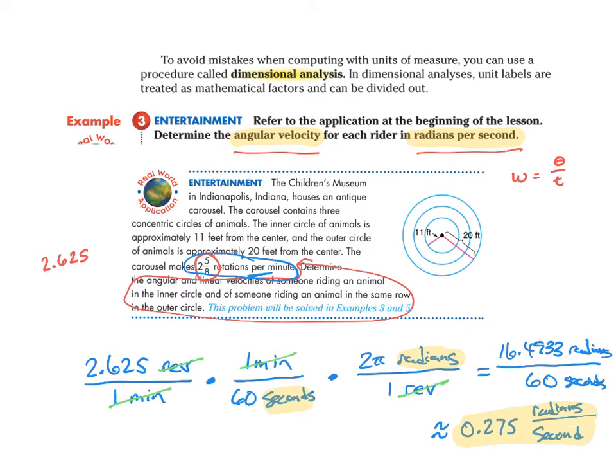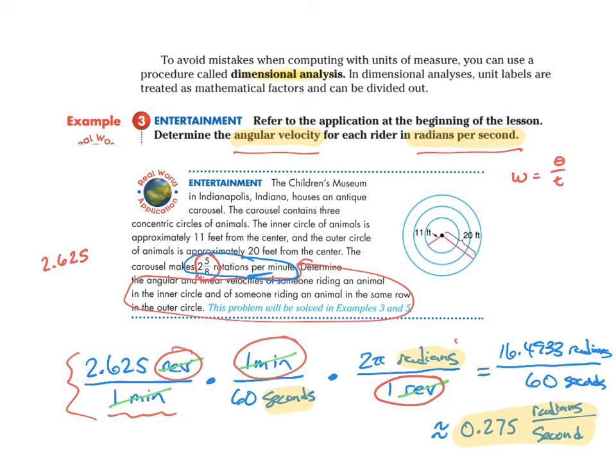We were given revolutions per minute. Rotations and revolutions are the same thing. And we were asked to provide our answer in radians per second. So I wrote out what we were given, 2.625 revolutions in 1 minute. And then I remember that you can convert a minute to 60 seconds. And I wrote the 1 minute on top here because the 1 minute was on bottom here and I wanted them to cancel. And I wrote the 1 revolution on bottom here because I had the revolution on top here and I wanted those to cancel.